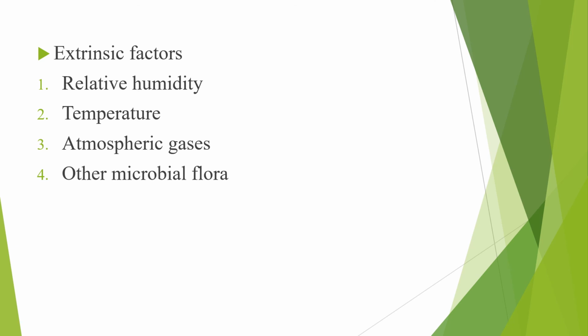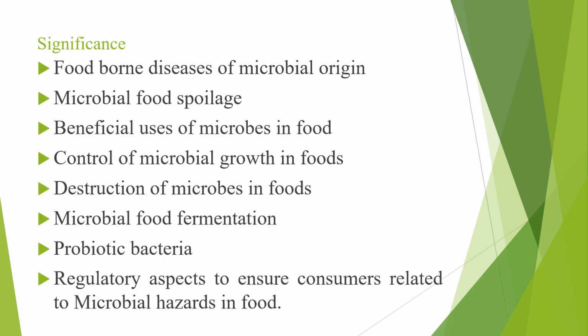Next, another important factor is the presence of other microbial flora in the environment. If there are any inhibitory microorganisms present in the environment, they will obviously affect the growth and survival of the pathogenic microorganism inside the food item.